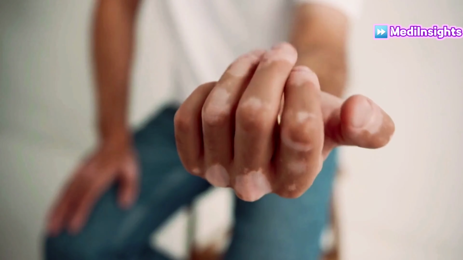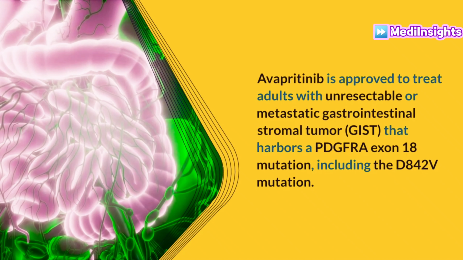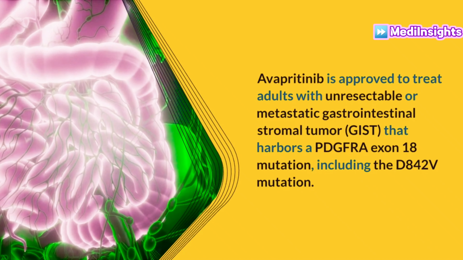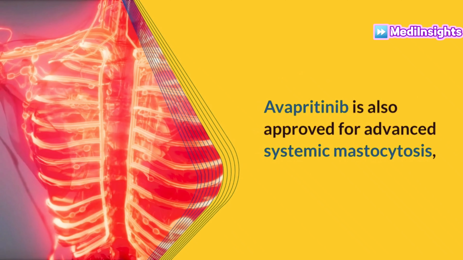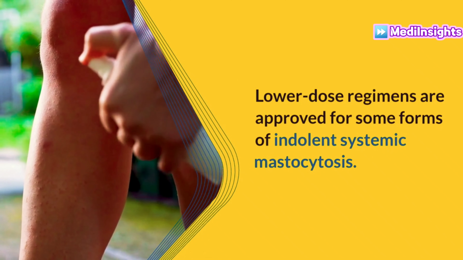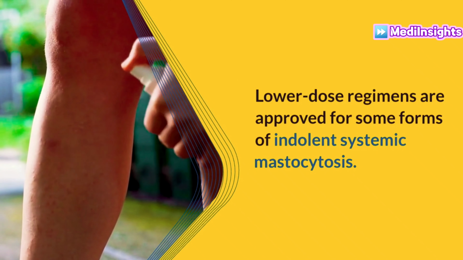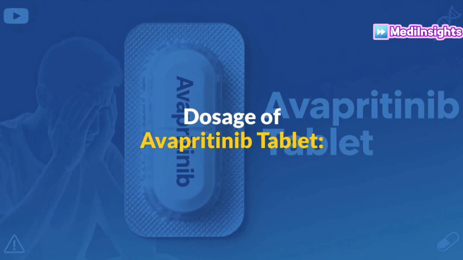Avapritinib is approved to treat adults with unresectable or metastatic gastrointestinal stromal tumor that harbors a PDGFRA exon 18 mutation, including the D842V mutation. Avapritinib is also approved for advanced systemic mastocytosis, and lower-dose regimens are approved for some forms of indolent systemic mastocytosis. Next, dosage of Avapritinib Tablet.